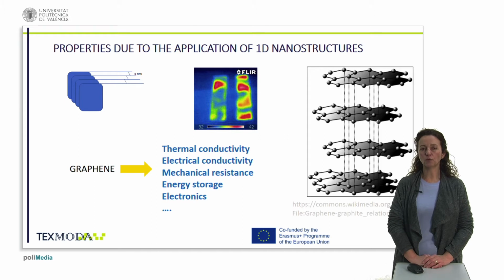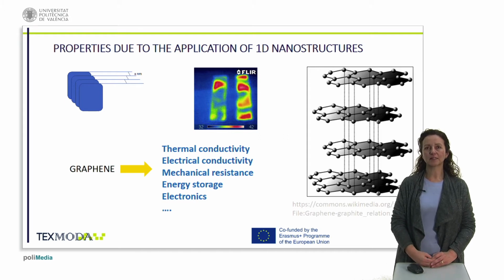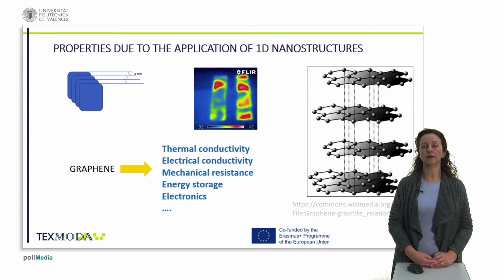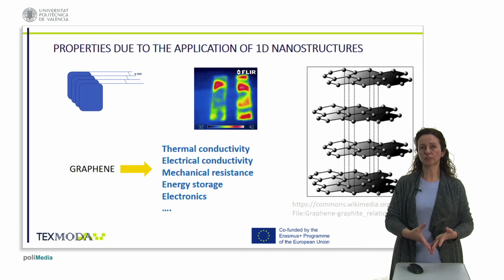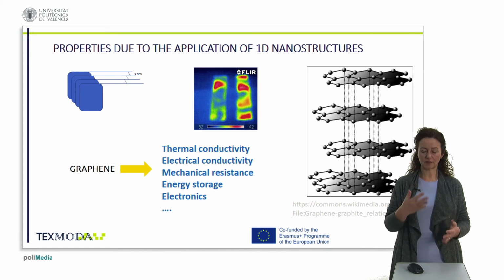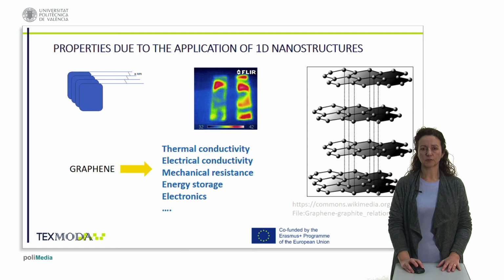On the other side, when we move to graphene, we can observe that it is a kind of nanoparticle, or a nanolayer, which is going to give us thermal conductivity, electrical conductivity, mechanical resistance, and the possibility to obtain some energy storage, and it could be used, for example, in electronics and many other applications. So what we are going to find is that it's going to give us new properties to the textile which is treated with that kind of products, okay?